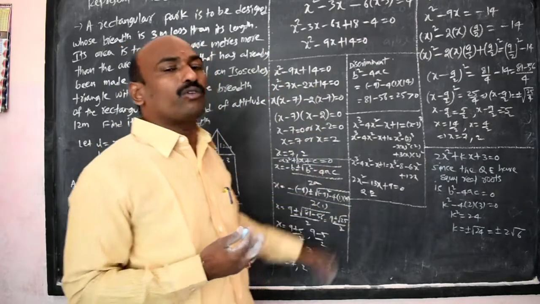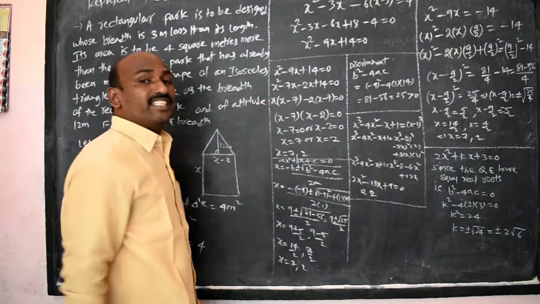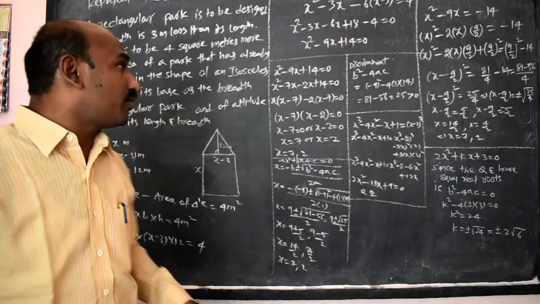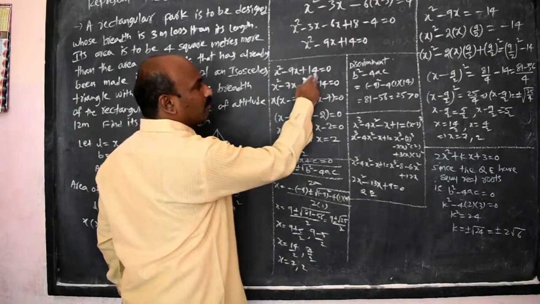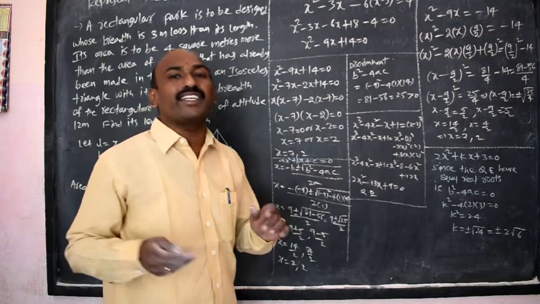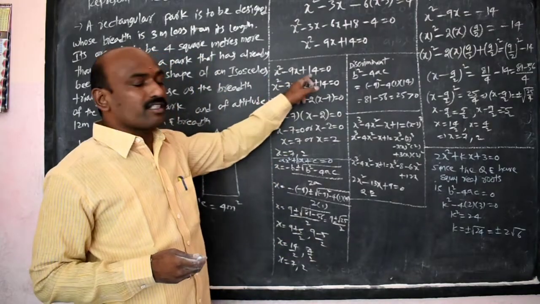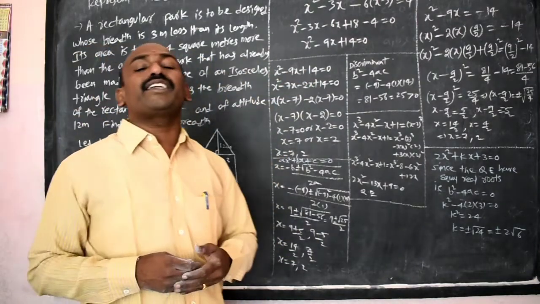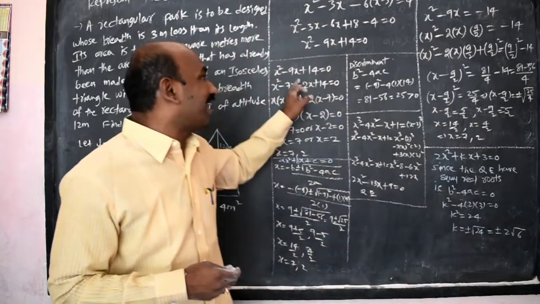I will explain how to do factorization, which we already studied in polynomials. If you see x square minus 9x plus 14 equal to 0, arrange the terms in descending order. Then, first term into last term, 1 into 14, gives a product of 14, and the sum of the two numbers should be minus 9.